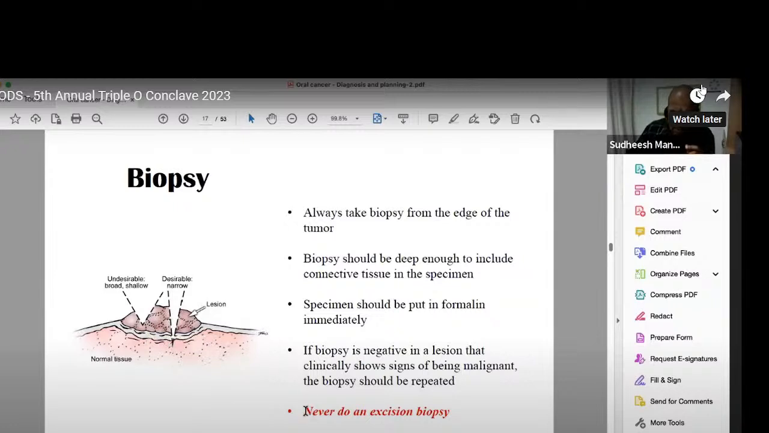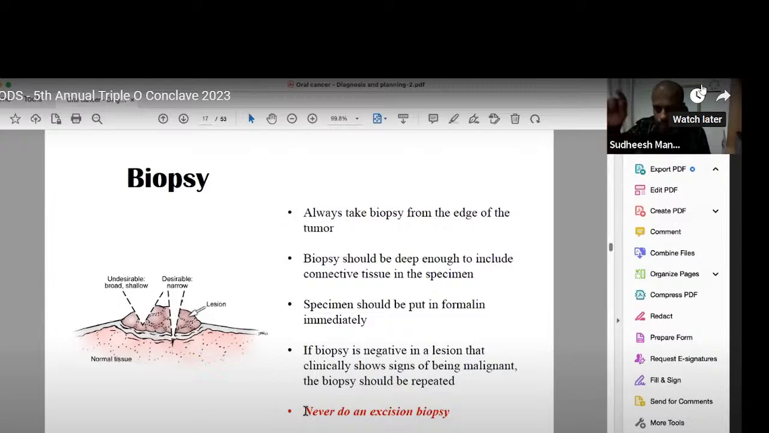Another very important thing is never ever do an excision biopsy if you suspect an oral cancer. Why? Because our old teaching was: if the tumor is less than 2 centimeters, go for excision biopsy; if the tumor is more than 2 centimeters, go for incision biopsy. That is wrong when you are dealing with an oral cancer, because the treatment of oral cancer is wide local excision. Wide local excision means you have to give a clinical margin of 1 centimeter all around the tumor to get proper clearance, and you should get a microscopic clearance of 5 millimeters.